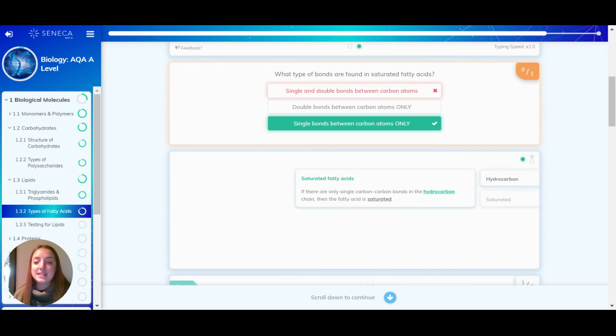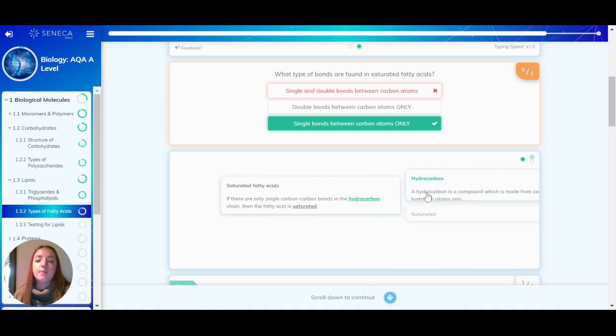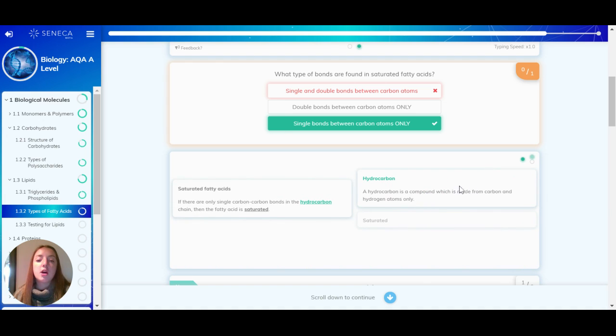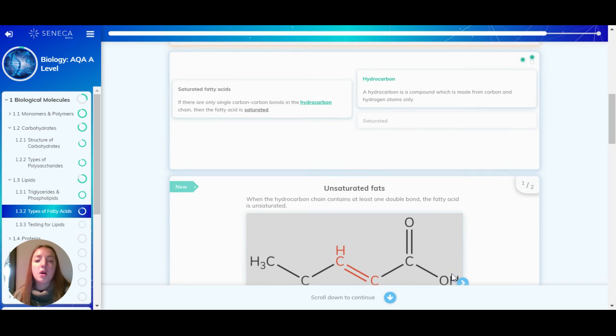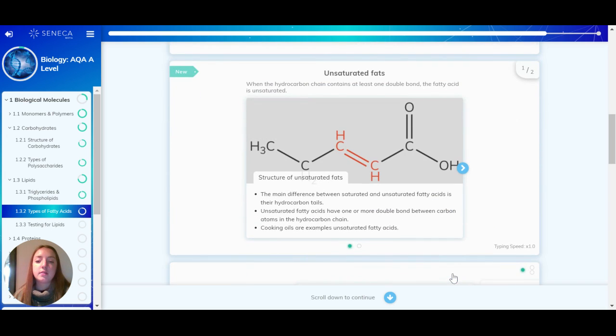In saturated fatty acids, there are only single carbon bonds in the hydrocarbon chain. And a hydrocarbon is a compound made only from carbon and hydrogen atoms. When hydrocarbon chains contain at least one double bond, the fatty acid is unsaturated. The main difference between saturated and unsaturated fatty acids is the hydrocarbon tails.